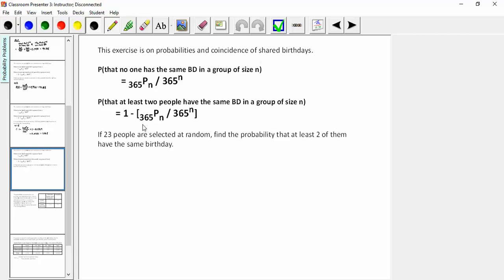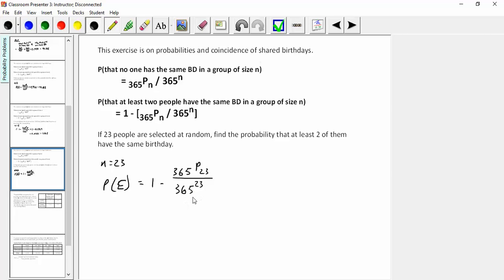Well, same birthday. Let's see. People have the same birthday. That's this formula. So n is 23 this time. And the probability of this event occurring with 23 people is 1 minus 365 permutation 23 over 365 raised to the 23rd. That is a monstrous number. Yep. Some of you are going to experience scientific notation in your calculator.